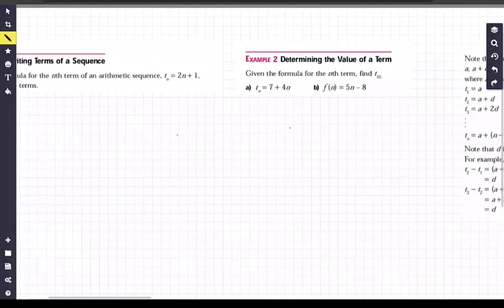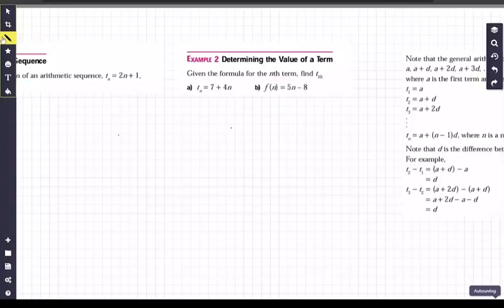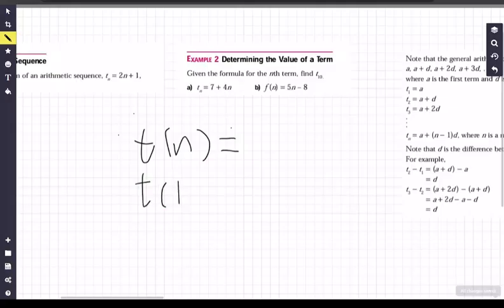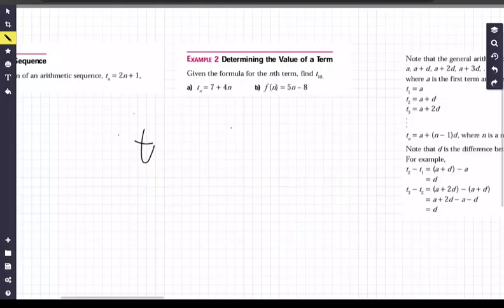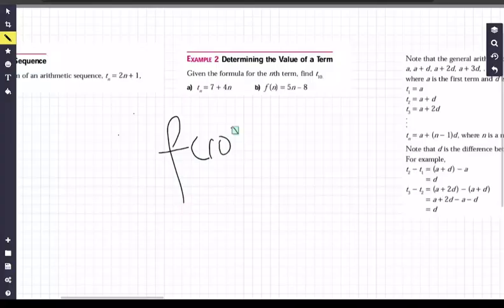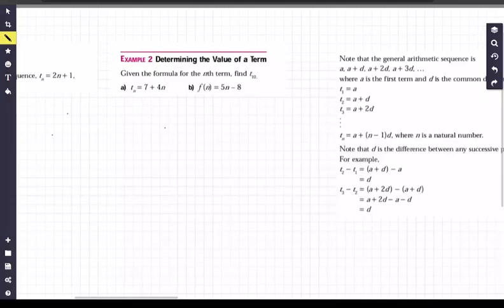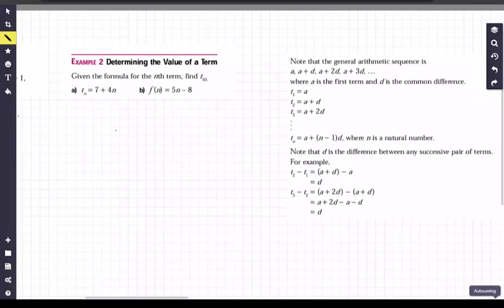We're done with that. Let's determine the value of a term using a formula. Remember we have Tn, where n basically means the position of the number. Now we have T10 because we want the 10th number. That gives us 7 plus 40, which equals 47. And for f of n equals 5n minus 8, f of 10 equals 50 minus 8, which gives us 42. And we're done.